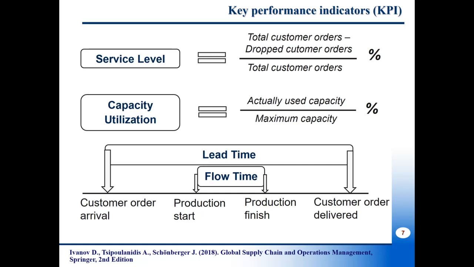And at the bottom, we have two definitions of time. First is lead time. Lead time is defined by the time needed to process a customer order, starting from customer order arrival until the customer order is delivered. While flow time is the production time, from when the production is started to when the production is finished.